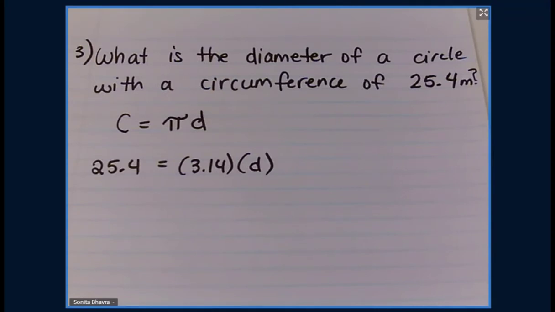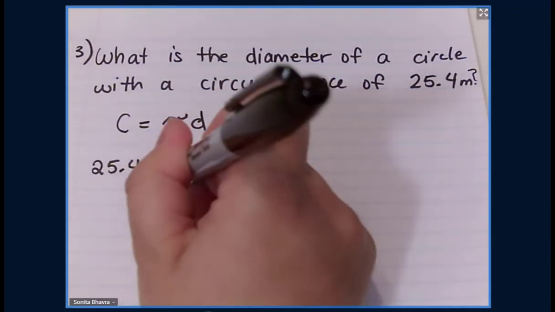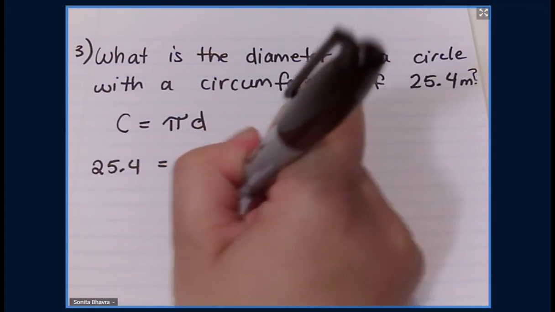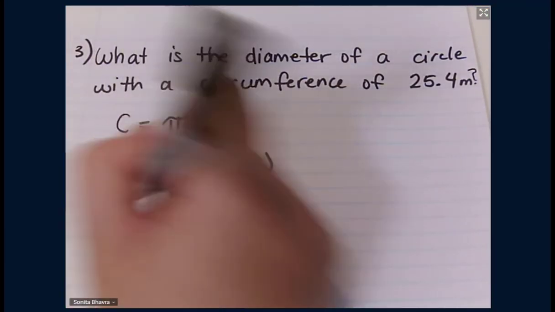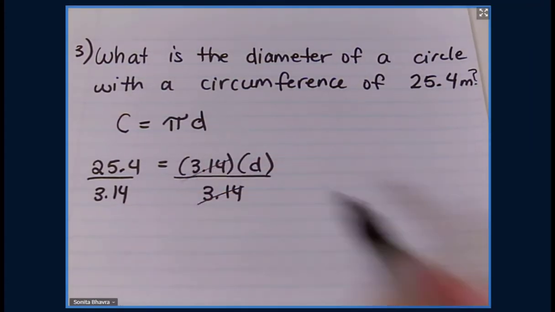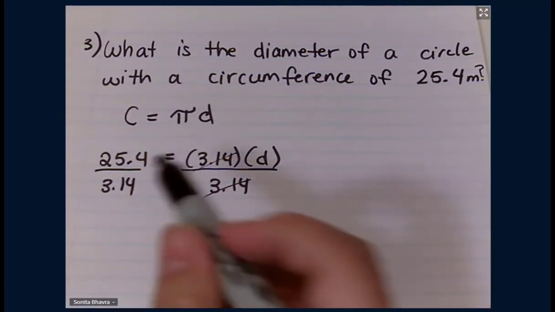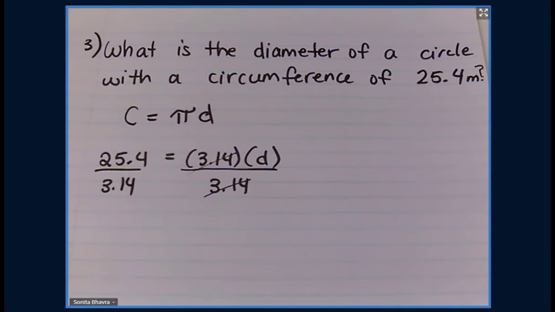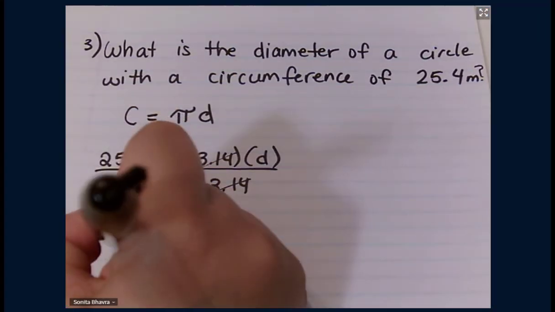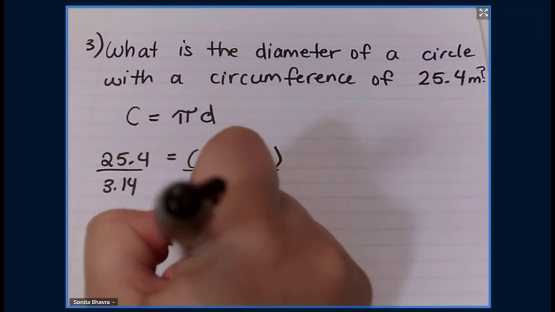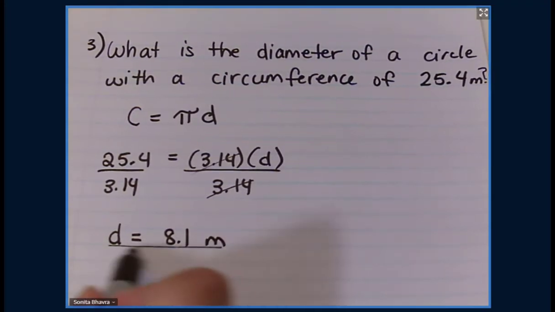To solve for d, then we have to divide by pi on both sides. So we're going to divide by 3.14 on both sides to be able to solve for D. Okay, so we're just going to put that into our calculator. 25.4 divided by 3.14 gives me 8.089. So I'm just going to round that to 8.1. So the diameter equals 8.1 meters.